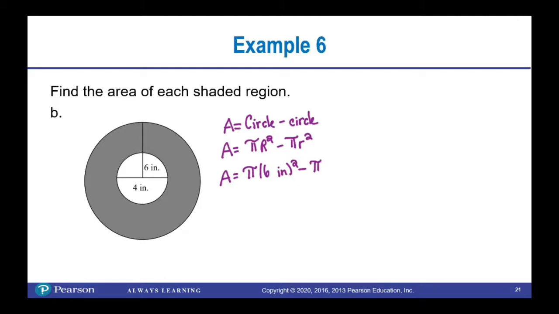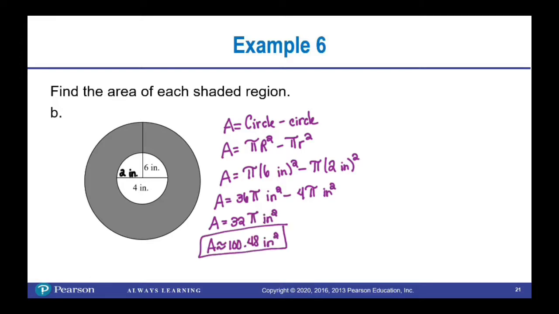Now think about the radius of that little circle. The diameter is 4, the radius is half of that, and so my radius here would be 2 inches. 6 inches squared would be 36 square inches, and 2 inches squared would be 4 square inches, and don't forget about the pi in each term. These are like terms, so I put them together. That gives me 32 pi square inches. And type this into your calculator, you get approximately 100.48 square inches.